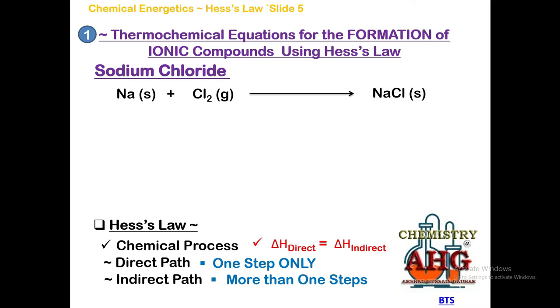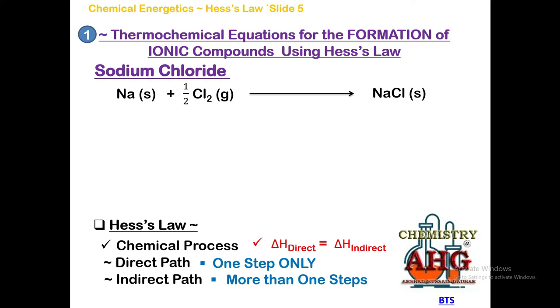Now, to balance this equation, since we are interested in preparing 1 mole of sodium chloride, we can balance the equation accordingly. On the left hand side, before chlorine, we can place 1/2, that is 0.5 mole of chlorine gas. Now this is a balanced chemical equation. It represents the direct path because it involves one step, and still it is a balanced chemical equation.